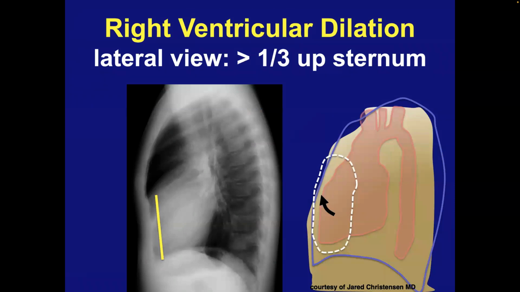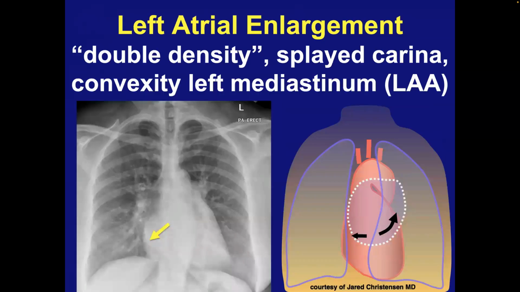The right ventricle is the most anterior chamber. It's not border forming on the frontal view, but it is border forming on the lateral view, where it is the most anterior chamber in the retrosternal region. And the rule of thumb is that the right ventricle on the lateral view shouldn't go more than 1/3 of the way up the sternum. And if it does, that's an indication that it may be enlarged.